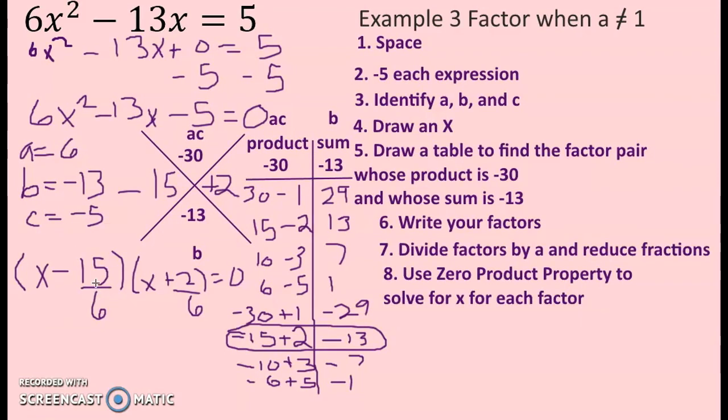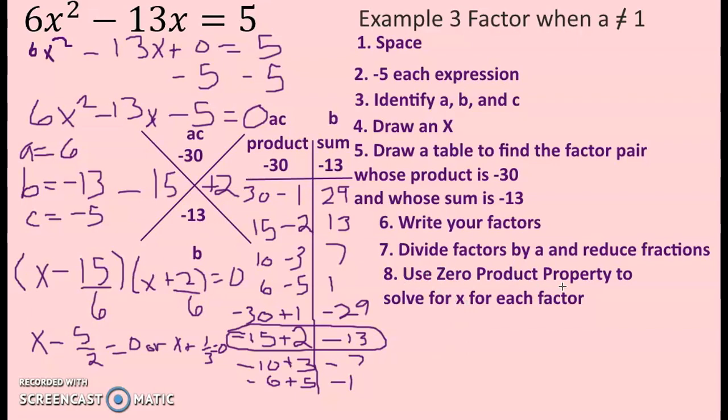Let's rewrite these and simplify the fractions. We have X minus 15 divided by 3 is 5, and 6 divided by 3 is 2. So X minus 5 halves equals 0, or X plus 1/3 equals 0. We divide the numerator and denominator by 2 to reduce this fraction.